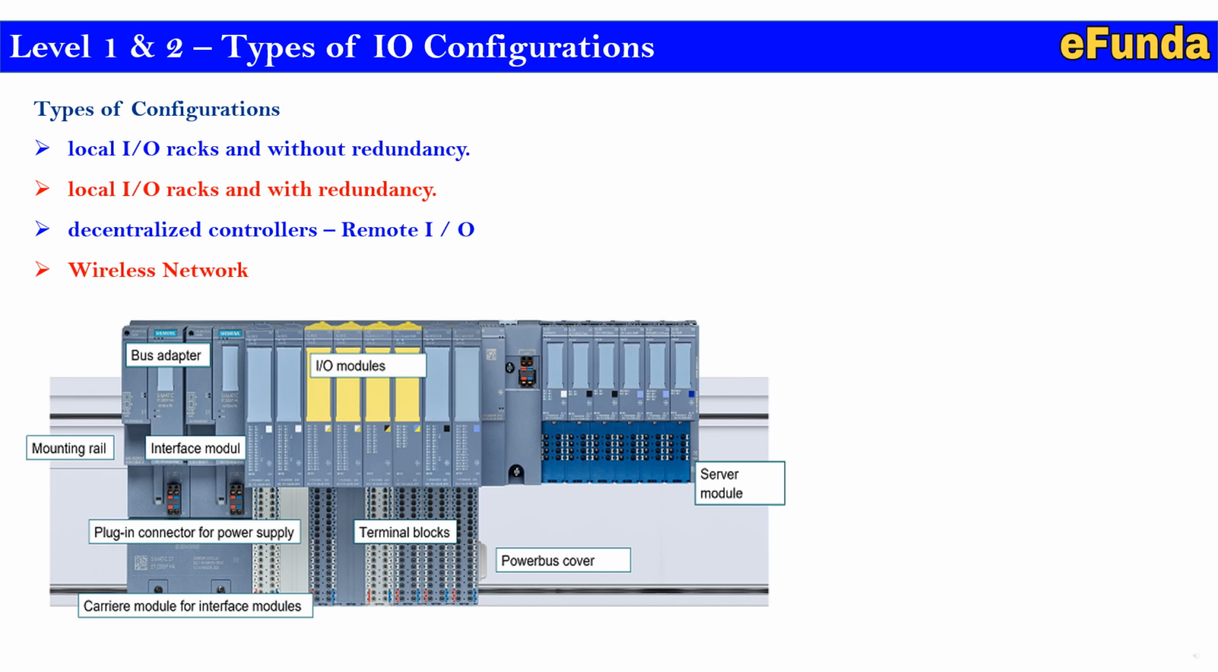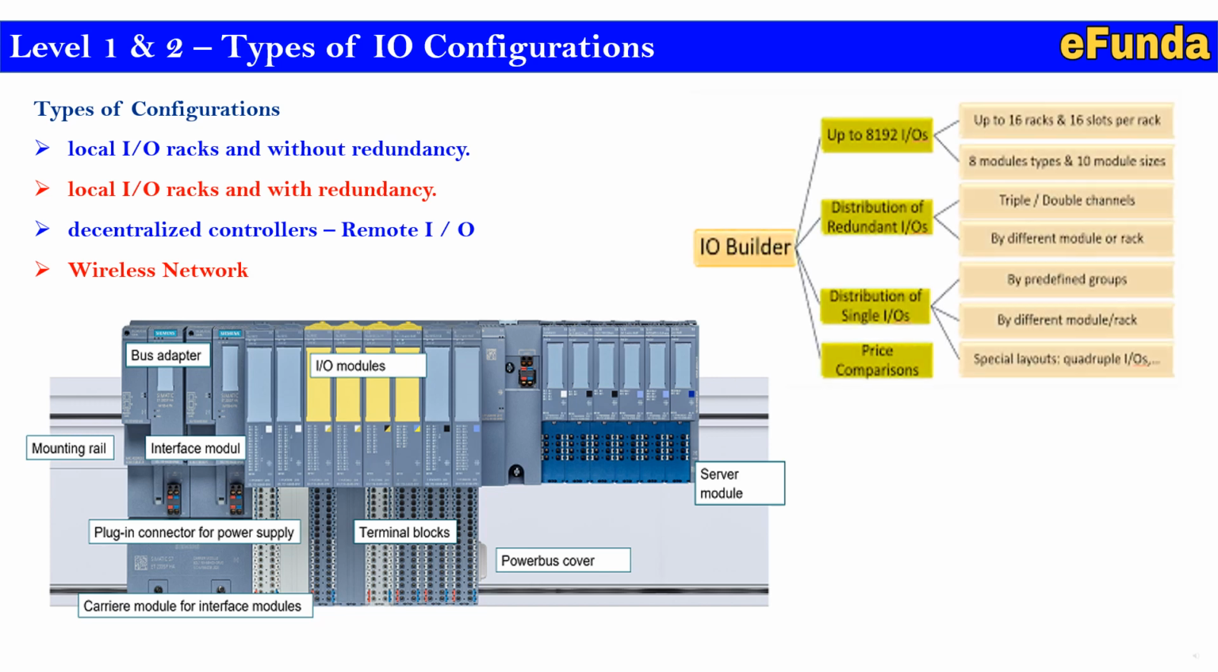And similarly on another picture, one can get the detail of how the IO builders are connected, that is IO builder up to some many specified IO and their distribution, redundant IO, distributed IOs for the single IOs, and price comparison if any. This is how the details of the types of IO configuration has to be covered as part of the DCS system design.